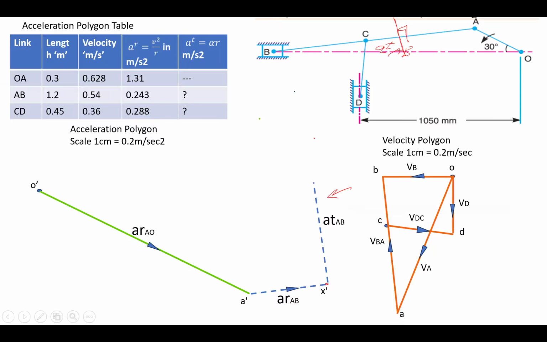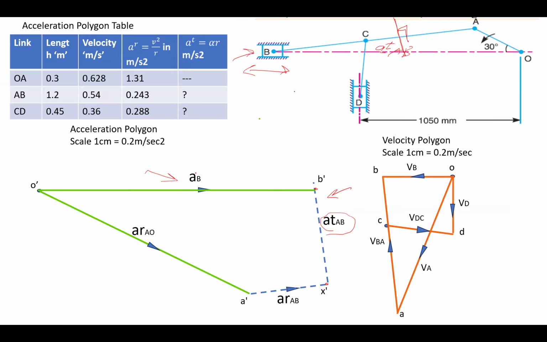Now after finishing this, the next is the slider B. The acceleration of slider B is a line drawn parallel to the line of stroke. The line of stroke of slider B is horizontal. So draw the horizontal line from the pole O dash. This will cut the tangential component line at this point, and this point will be B dash. This line represents the acceleration of slider B.